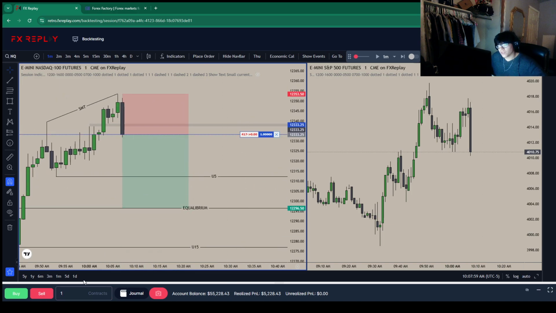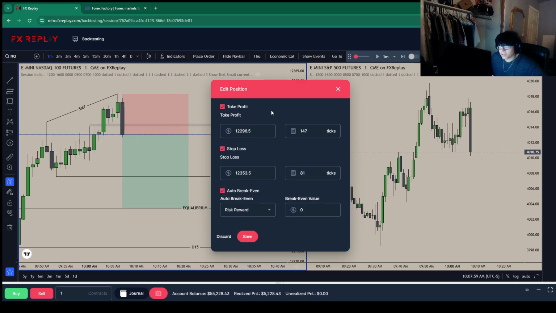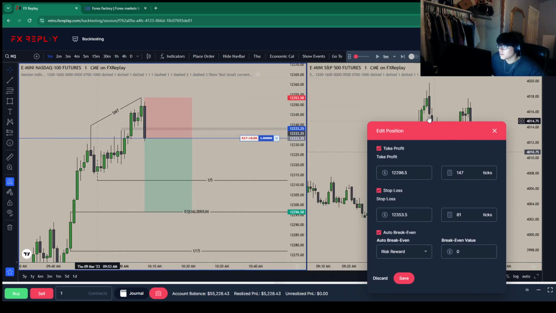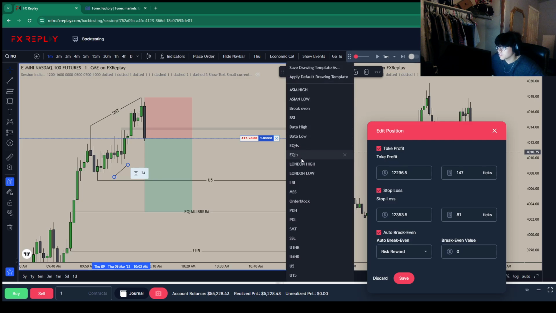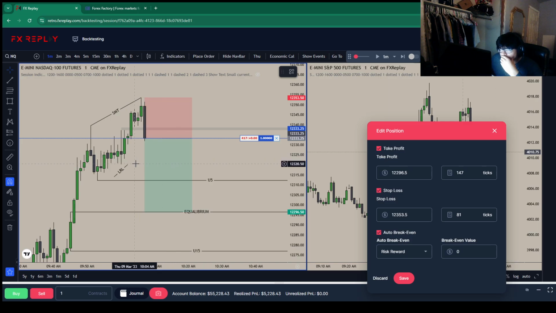Okay, we're getting filled. 147 is our take profit, or stop. And we can break even at the start of the low resistance liquidity. This magnet's being annoying, but yeah. So we'll break even at the start of the low resistance liquidity. Break even there.